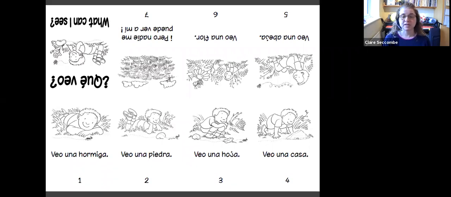So we read the story together, and then the children use the bilingual dictionary to help them to find nouns to put into their own versions. And each page then shows something that they've found in the dictionary that they can see in the story.